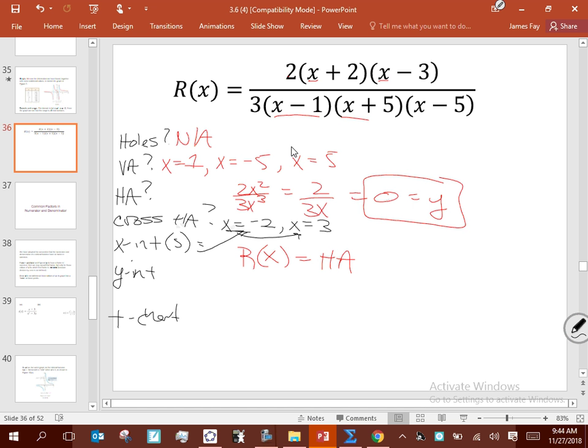Y-intercept, okay, I would do last times last times last, okay? Now understand that this multiple of 2 is going to impact it, right? So I do 2 times -3, gives me -6, times 2 again gives me -12 up top, right? Okay? On the bottom, I would do -1 times 5 times -5 gives me 25, times 3, which would be 75 on the bottom. Okay? So -12 over 75, which is -4/25, right?